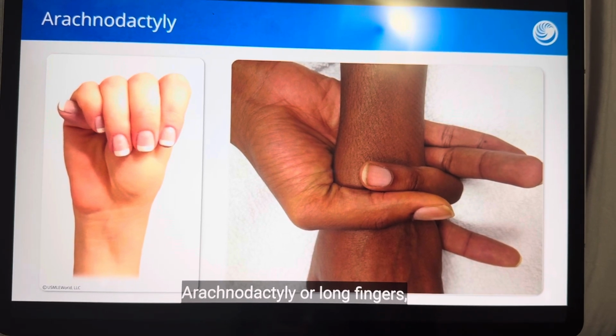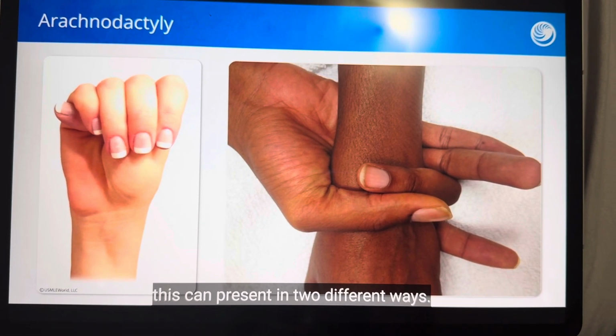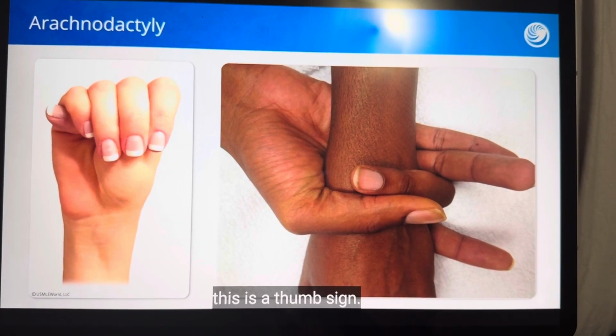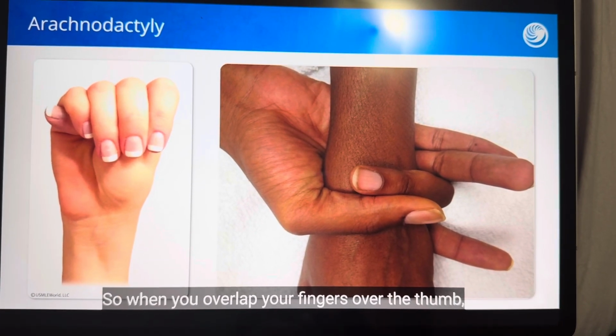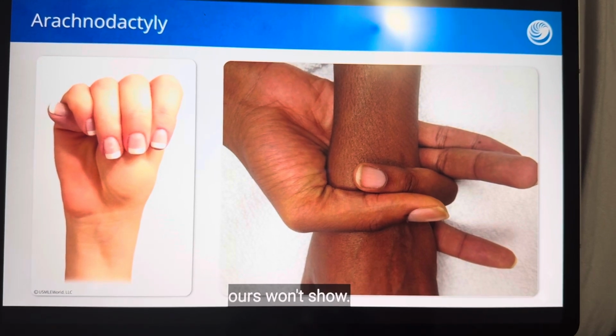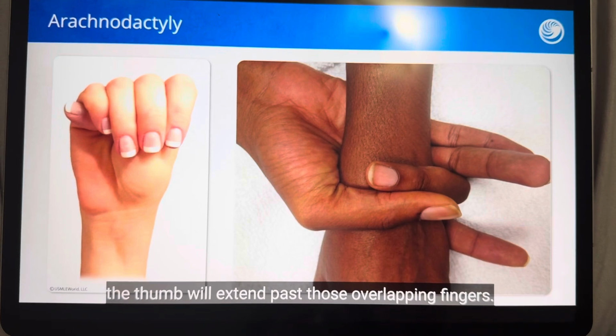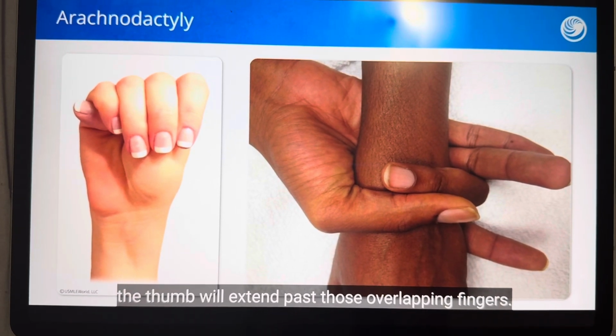Arachnodactyly, or long fingers. This can present in two different ways. So as you can see in the illustration to the left, this is a thumb sign. So when you overlap your fingers over the thumb, ours won't show. But in Marfan syndrome, the fingers are so long, the thumb will extend past those overlapping fingers.